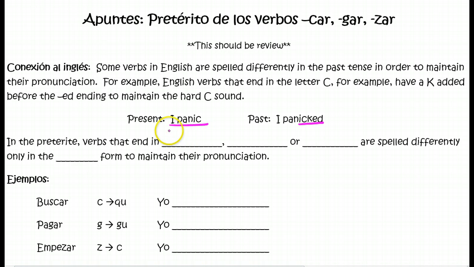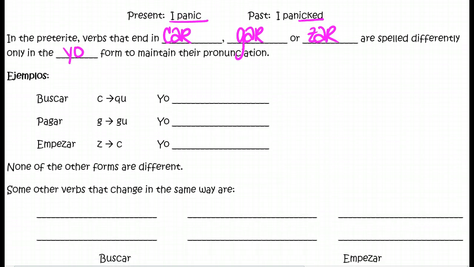In the preterite, verbs that end in car, gar, or zar are spelled differently, but only in the yo forms, and it's only to maintain their pronunciation. Again, this is something that we practiced last year, and again in the beginning of this year, so this should be a review for you. So, a couple of example verbs.